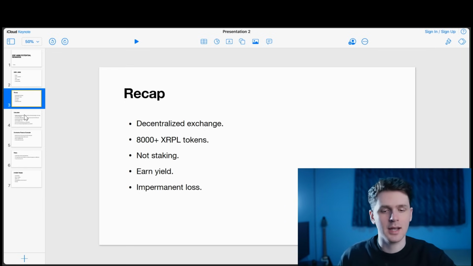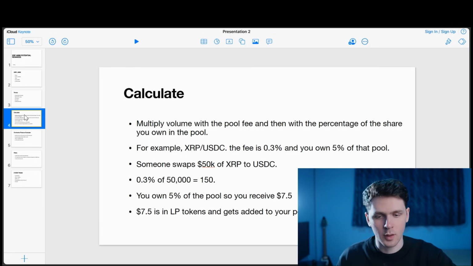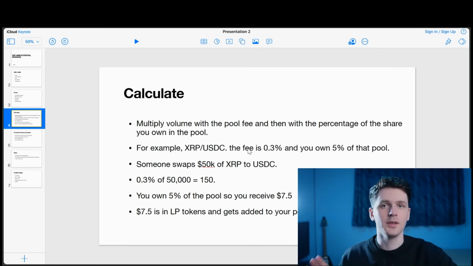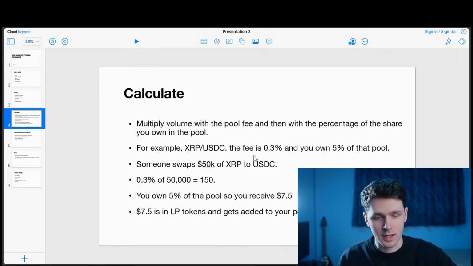Now, how do you actually calculate how much you could earn in terms of yield? Well, here you have it. You can multiply the volume with the pool fee and then the percentage of what you own of that pool. So for example, let's just say the pool is XRP to USDC. The fee is 0.3% and you own 5% of that pool. Someone swaps $50,000 of XRP to USDC. 0.3% of that is $150... then 5% of that is $7.50. And that gets added to your position.